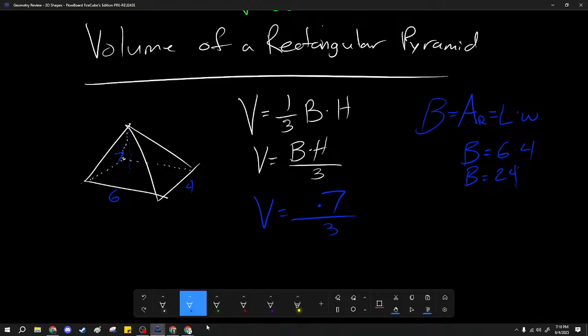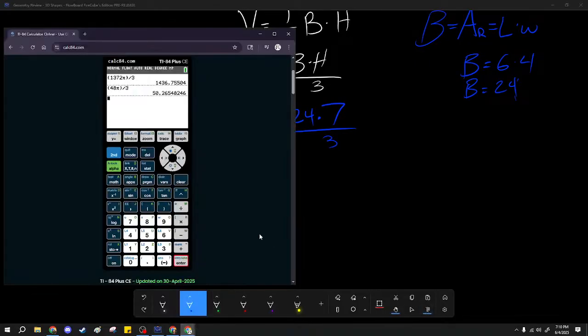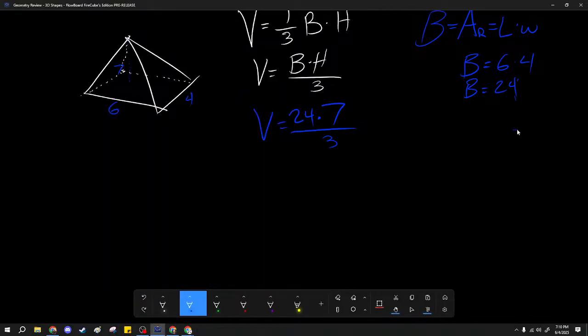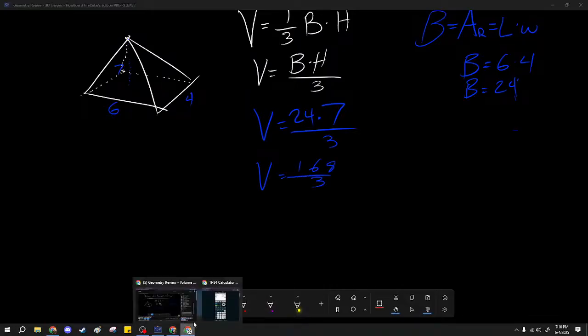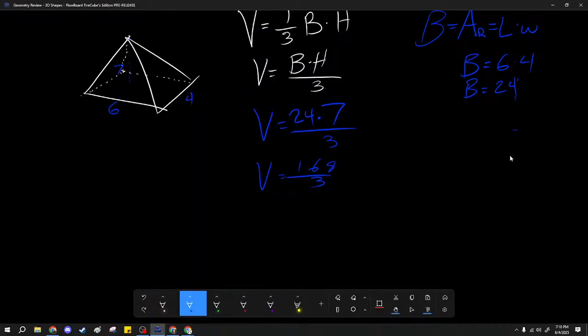Anyway, let's go ahead and plug that in. Our capital B is 24. It goes right there. 24 times 7. I probably could do that in my head. I'm not going to. 24 times 7 is equal to 168. Volume equals 168 over 3. We go ahead and divide our answer 168 by 3, and we get that our total volume of this pyramid is 56 units cubed.